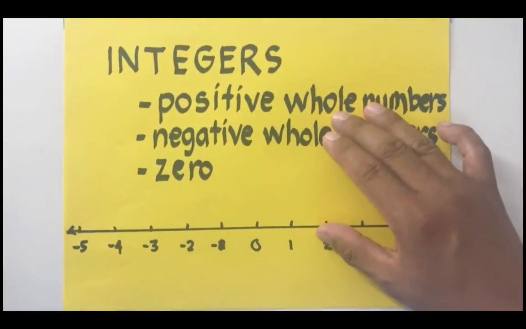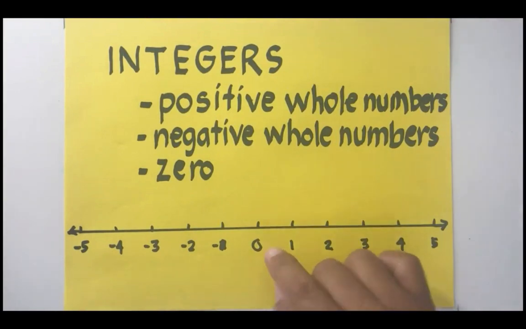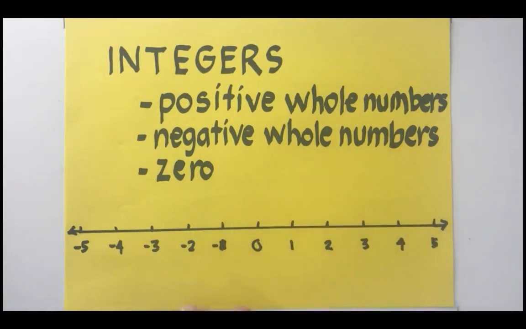But we need to emphasize that integers are whole numbers. This does not include 1.5, 1.1, 1/2. This does not include fractions. This only includes positive whole numbers, negative whole numbers, and 0.